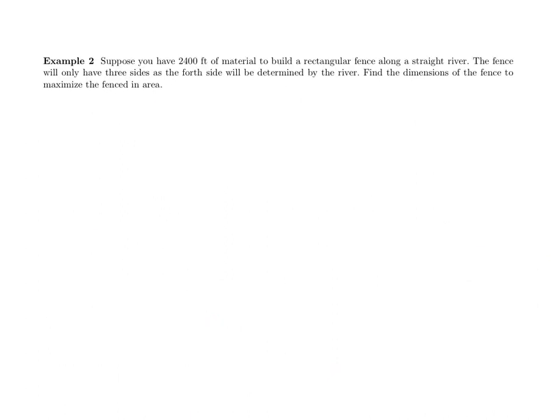In example 2, suppose you have 2,400 feet worth of material to build a rectangular fence, and we're going to build this along a straight river. So because we have the river as one of the sides, the fence will only have 3 sides. Can we find the dimensions of the fence in order to maximize the area that's enclosed?